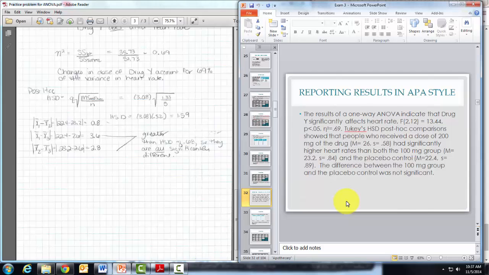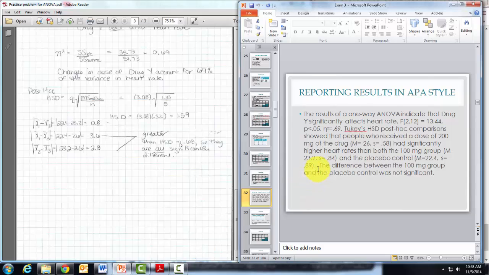So I say Tukey's HSD post hoc comparisons showed that people who received a dose of 200 milligrams of the drug, and then I report the mean and the standard deviation of that particular group, had significantly higher heart rates than both the 100 milligram group, I report the mean and standard deviation, and the placebo control. So notice here I'm reporting that group 3 is significantly different from group 1 and group 2. And I'm reporting exactly how. I'm saying they had significantly higher heart rates because 26 is higher than 22.4. 26 is higher than 23.2.